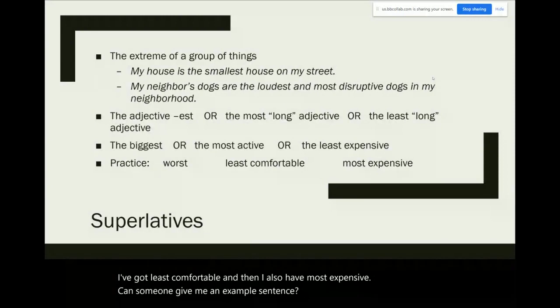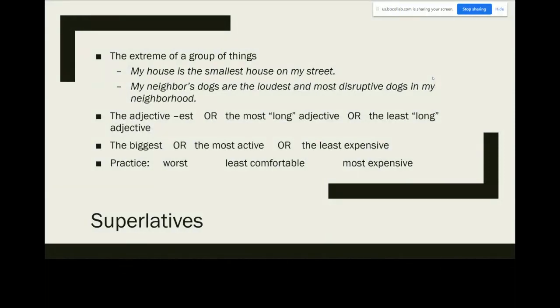The biggest room in my house is mine. Yes, you can say it like that. The biggest room in my house is mine. Good. That's all good. Just a sentence. Okay, Carolina, what about you? Fort Worth is the safest city in Texas. Okay, so let's look at that one. You said Fort Worth is the safetiest city in Texas.